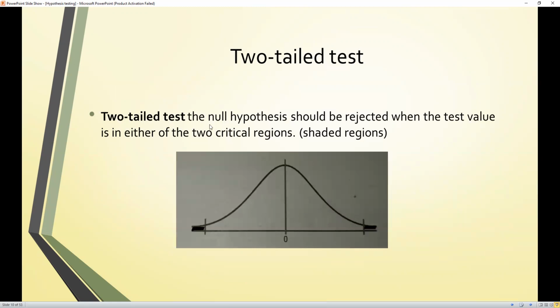So for the two-tailed test, the null hypothesis should be rejected when the test value is in either of the two critical regions. So this time, both on the left and right, because we have a two-tailed test. This happens when the claim of the study is just trying to know if there is a significant difference, whether it's less or greater, whether it increases or decreases, as long as there is significant change. That's why we have a two-tailed test. So both ends, whether it's a decrease, that will be on the left side, or an increase, that will be on the right side. So either way, that is your two-tailed test.